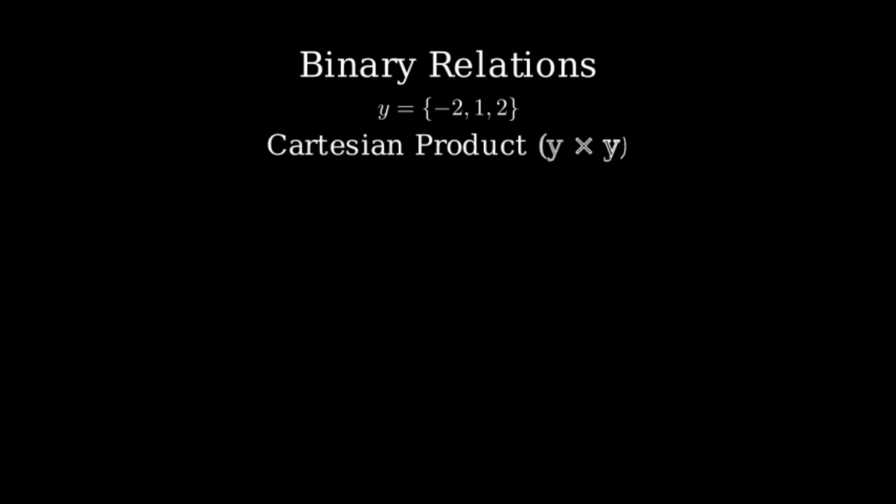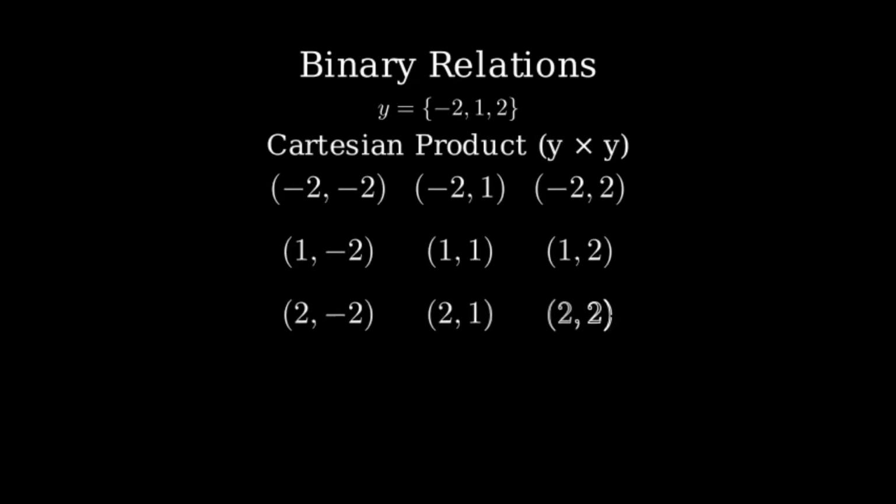Let's solve a problem involving binary relations. Given the set Y equals {-2, 1, 2}, we need to find two binary relations for Y cross Y. First, let's find the Cartesian product Y cross Y. This consists of all ordered pairs where we take each element from Y and pair it with every element from Y again. Let's define our first relation, R1, as the set of all ordered pairs where the first number is less than the second number.